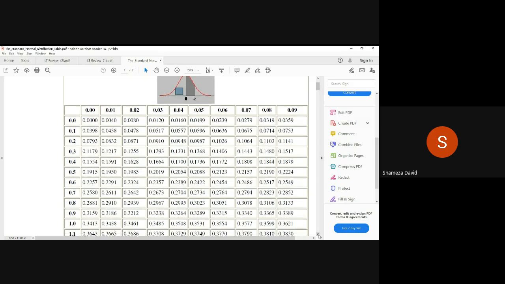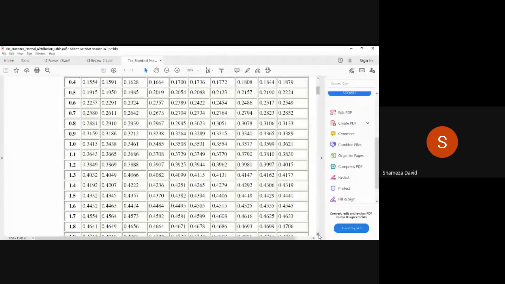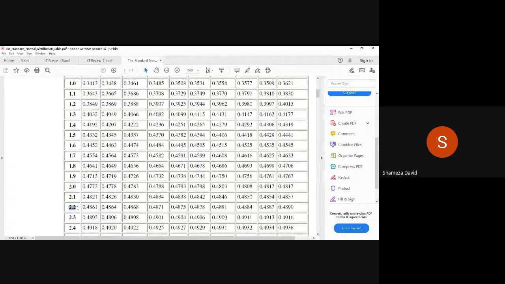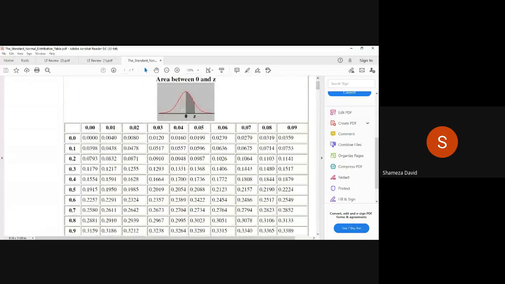So we will now find the area for 2.25. This is 2.2 here, and you go 0, 1, 2, 3, 4, 5. So for 2.25, the area there is 0.4878. Just make a note of that. And so if we come back here, we see that we want this area hypothetically. The table gave us the area between 0 and 1, which is 0.3413, and then the area between 0 and 2.25, which is 0.4878.